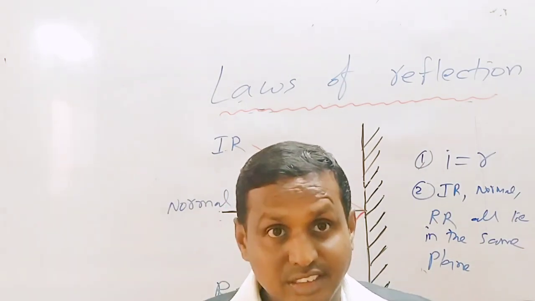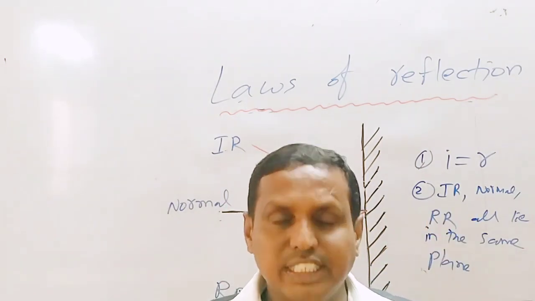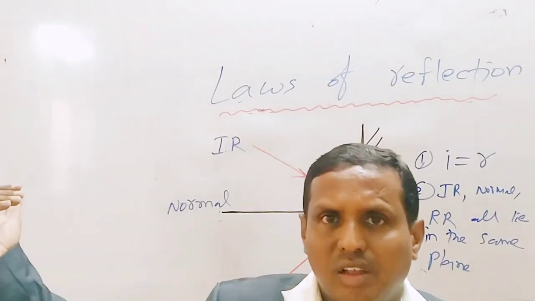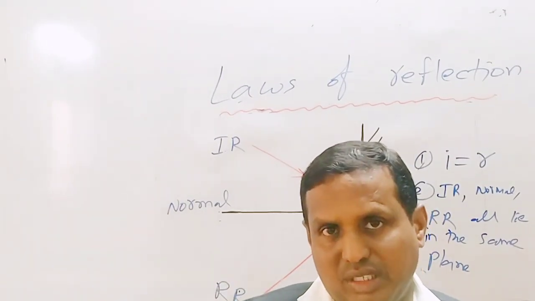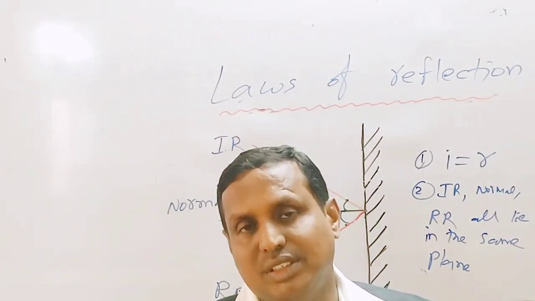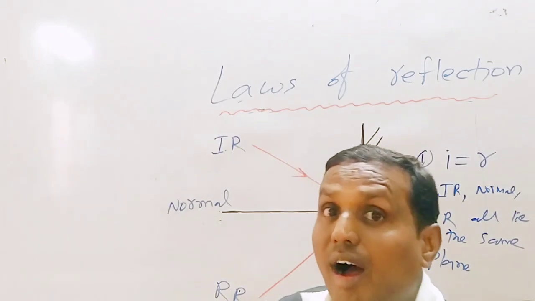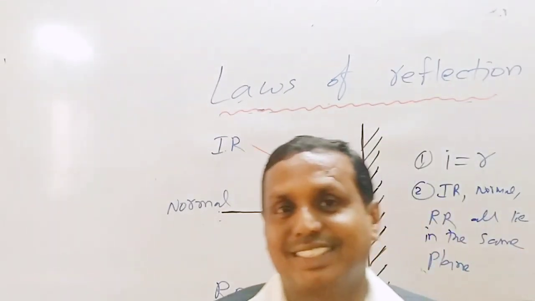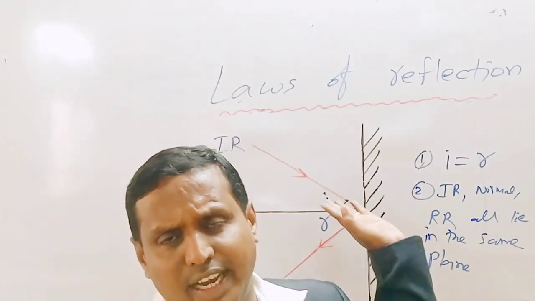Converging, diverging. What is the meaning of converging and diverging? Converging means all the rays meet at a point. That is called convergence. Divergence means all rays appear to come from a point. That is called divergence. Once again I will show the diagram as well.